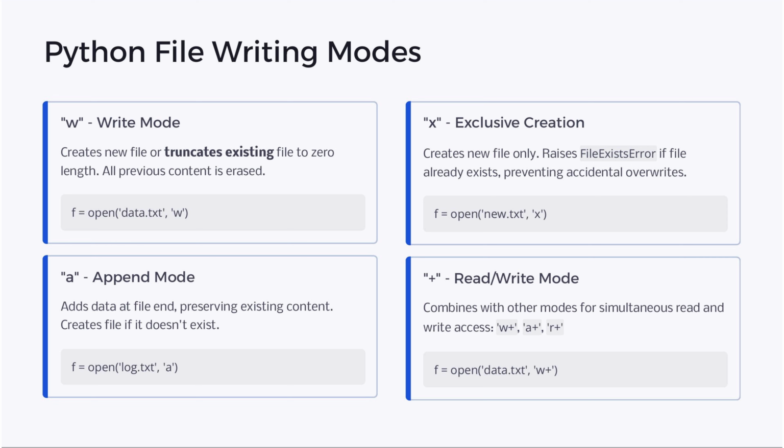Python offers various file writing modes. W mode creates or truncates files, erasing previous content. A mode appends data, preserving existing content. X mode exclusively creates new files, raising an error if the file exists. W+, A+, and R+ modes allow simultaneous read and write access, combining functionalities.